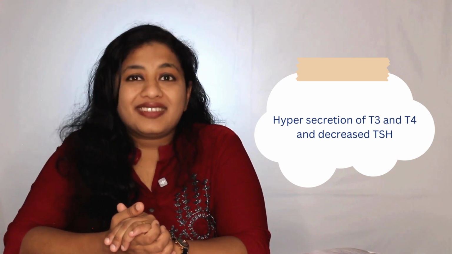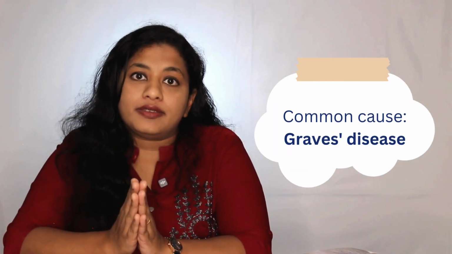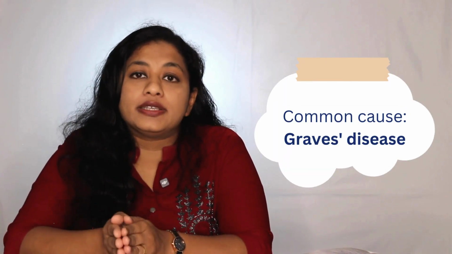Hyperthyroidism. Hyperthyroidism is a condition wherein your body is secreting excess thyroid hormone. In other words, when you do a blood test, you're going to see increased T3 and T4 and decreased TSH. What is the main cause? The main cause of hyperthyroidism is Graves' disease.